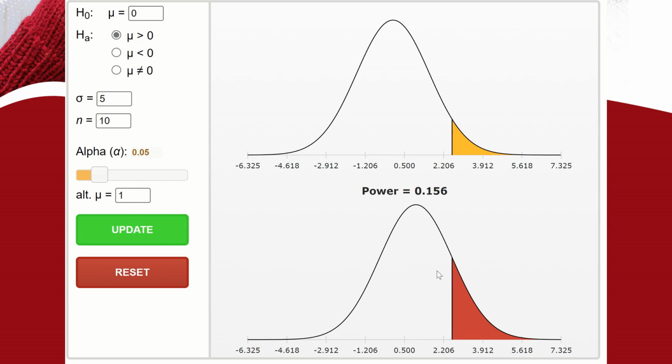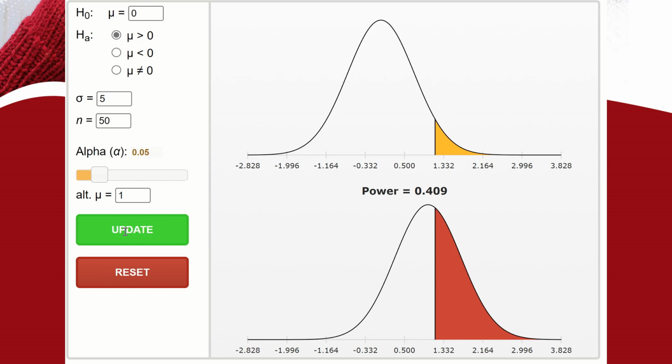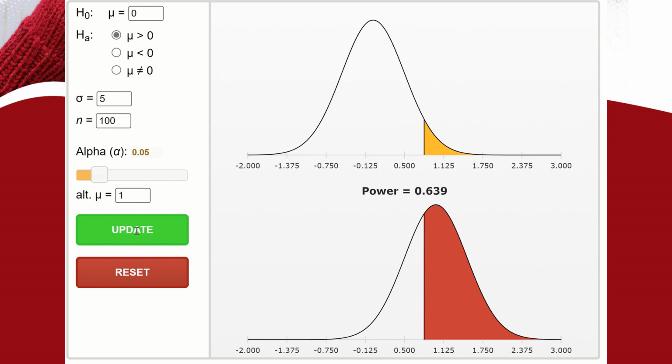Why does my power go up? Because with a greater sample size, my distribution narrows, right? I have more accurate data when I have a larger sample size. Let's try 50. Now my power goes up even more. Again, because with a larger sample size that shrinks my distribution a bit, I have more power. Okay, what about 100? Look at that. My power goes up even more.